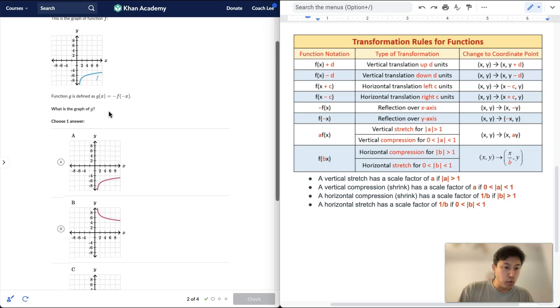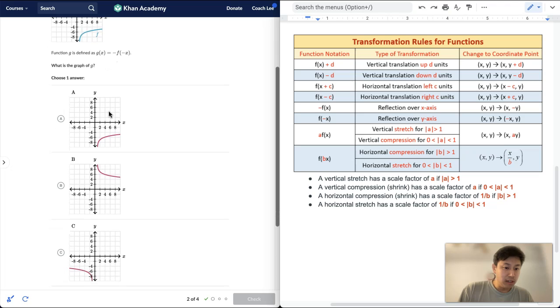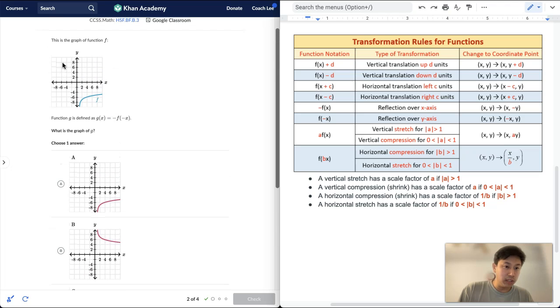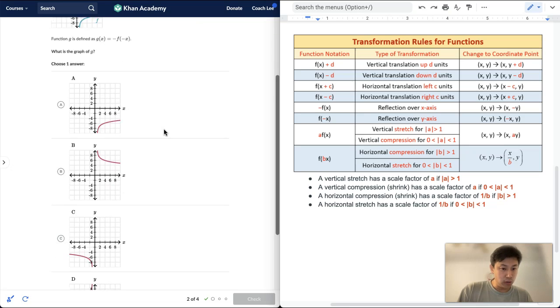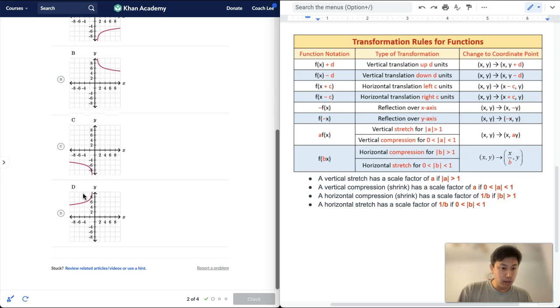If I reflect it over both axes, it should flip into this quadrant here, right? So let's just do over the x first. It's going to pop up over here, and then if I flip it again, it'll pop up over here, right? Once over the x-axis and then another over the y-axis. So it should be option D.